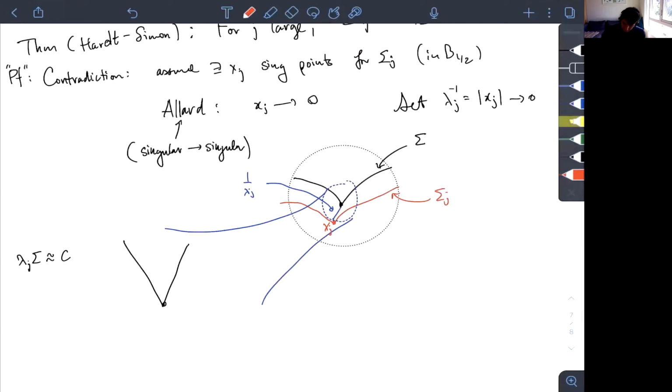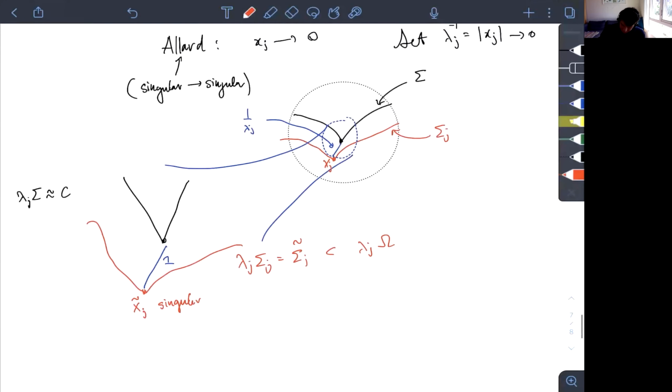Lambda j sigma j, well, this is going to be a different minimal surface on one side of sigma. Okay. And the key point is that now x_j tilde is singular. So this sigma j tilde, which is the rescaled sigma j, now has a singular point at distance one from the origin. And this lives inside lambda j omega. Okay. So what we've done is we've rescaled so that the singular point can't either disappear into the origin or disappear to infinity. And so then we want to pass to the limit. So sorry, this is lambda j sigma, which is converging to C.